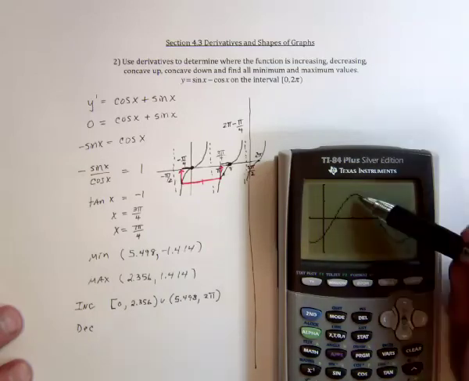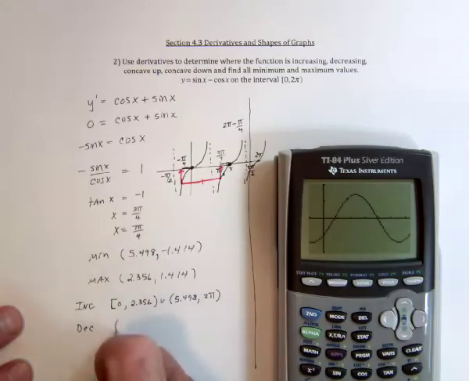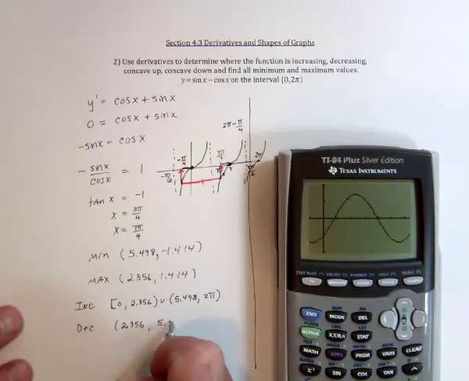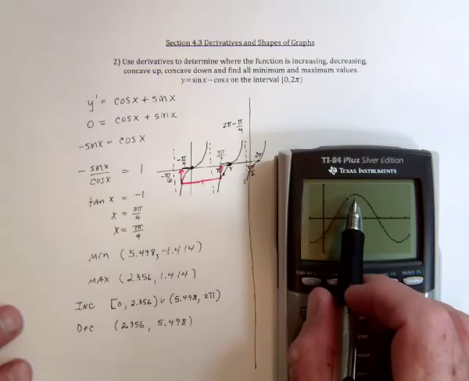And then for decreasing is just this middle part from the 3 pi over 4 to the 7 pi over 4. So this would be the 3 pi over 4, and then the 7 pi over 4, but don't actually include those points, because at the top it's neither increasing or decreasing.